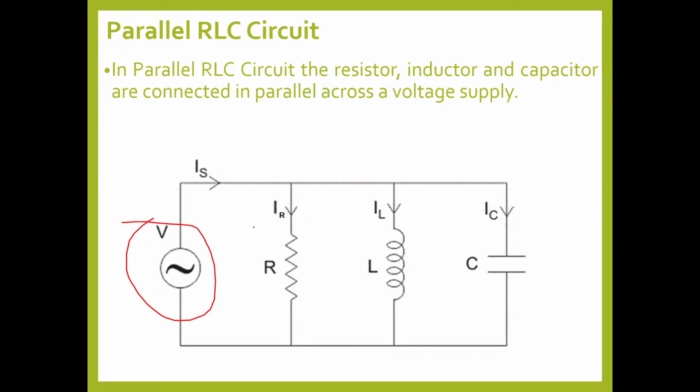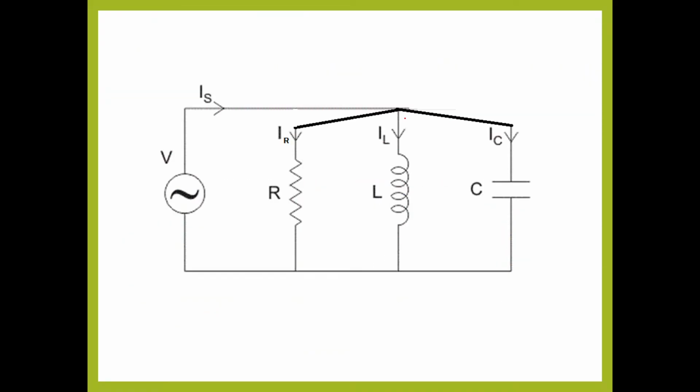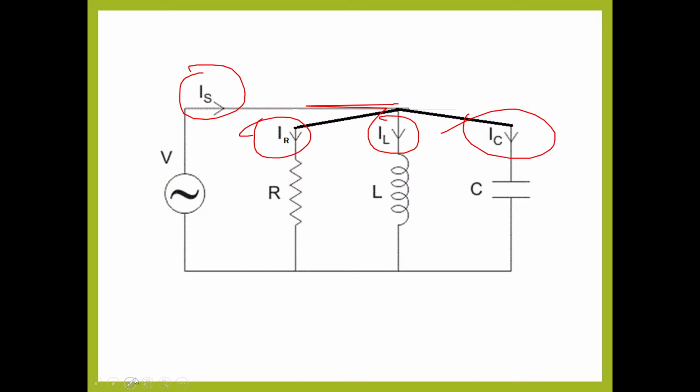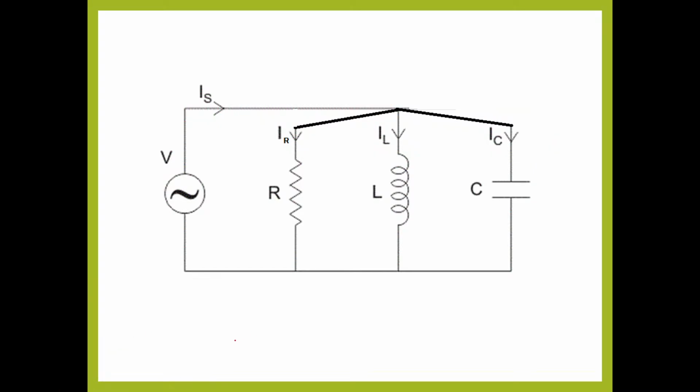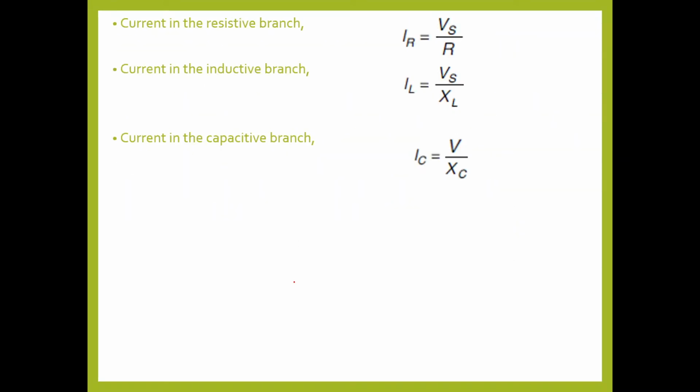RLC are in parallel. So instead of this diagram, it's better if I draw the diagram like this. So I can say IS is dividing into IR plus IL plus IC. All these three elements are connected in parallel. So IS is equal to the vector sum of IR, IL and IC. So we have considered all the three elements.